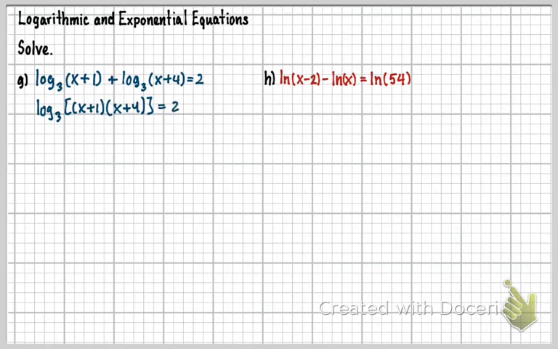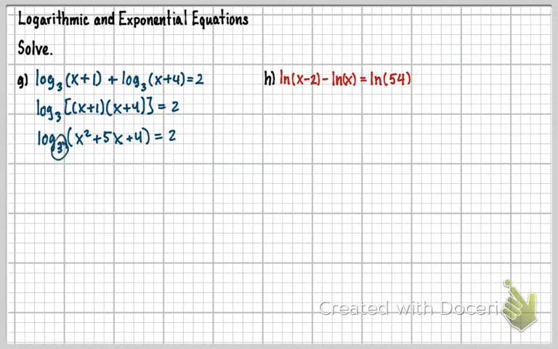So now I'm going to multiply those together. This is going to give me the log base 3 of x squared plus 5x plus 4, and that equals 2. So now, once I get to this place where I have a single log equaling a number, I'm going to use that equivalence property, and I'm going to turn it into an exponential equation from there.